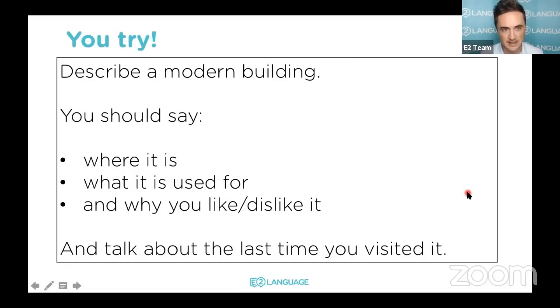Here's a boring task card. You need to tell a great story looking at this boring task card. I want you to describe a modern building. You should say where it is, what it's used for, and why you like or dislike it, and talk about the last time you visited it.